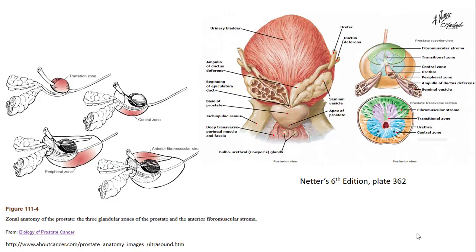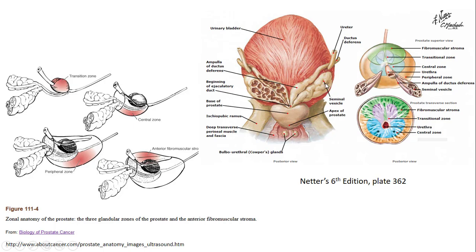Let's review the anatomy around the prostate briefly. This is a posterior view of a patient. You'll notice this is Netter's 6th edition, plate 362, not the 5th. This is the urinary bladder, and the ureters come down here. There's a left ureter and the right ureter. The ductus deferens comes around and attaches superiorly to the prostate, both the left and the right.